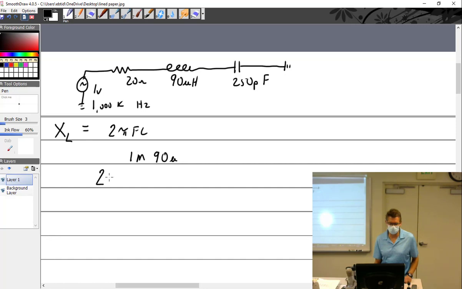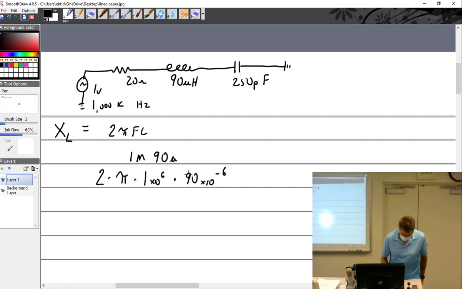So another way of looking at that would be 2 times pi times 1 times 10 to the 6 times 90 times 10 to the negative 6. So let's see, 2 times, and I like to write it like I just did here because I can put it in my calculator that way and it's easier. So 2 times pi times 1 second EE to the 6th times 90 second EE to the minus 6 equals, what'd you get? 565.487 times 48. You got it. That's what I got. Ohms. Don't forget the ohms.